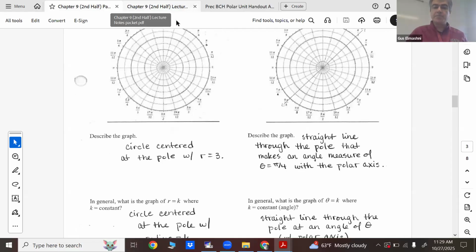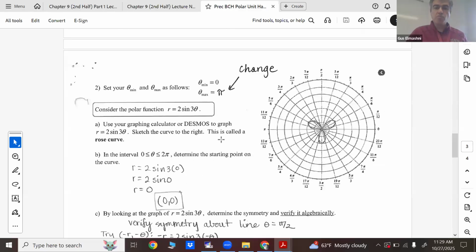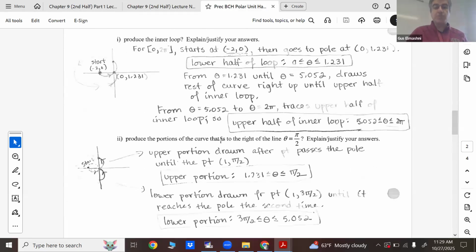Yeah, Marie, go ahead. The last question says, what ranges of theta produce the portion of the curve that's to the right? That little gap, right? Do you care if we include the vertical axis or not? You should include it because it is hitting it, so I would include it.